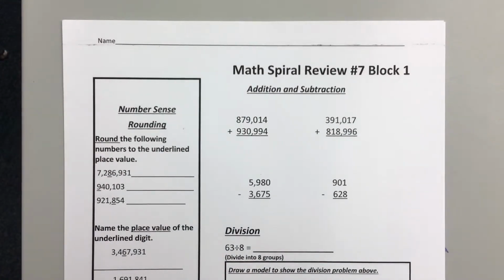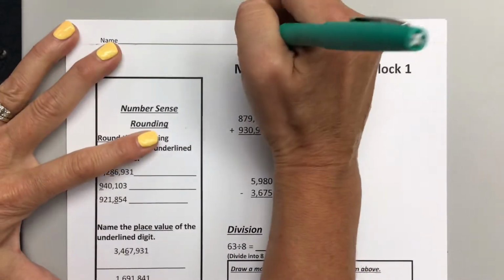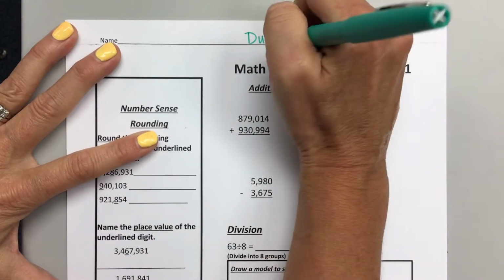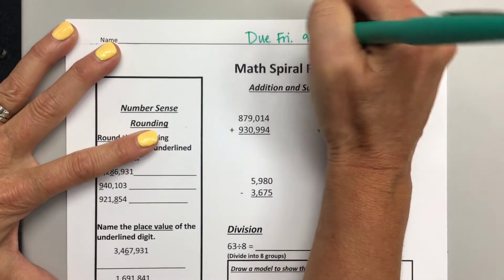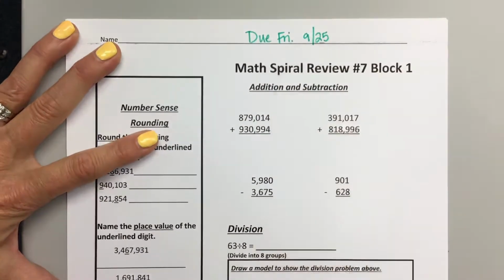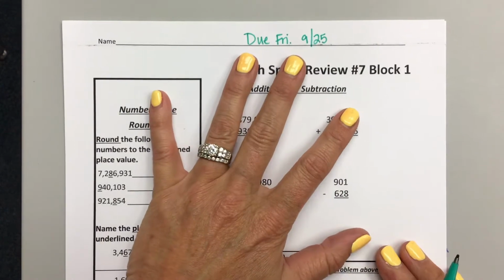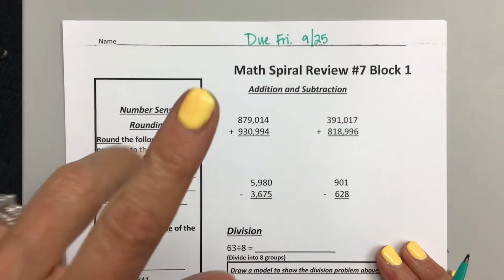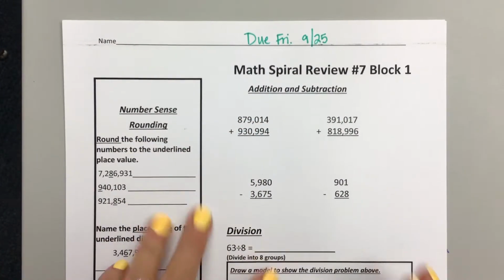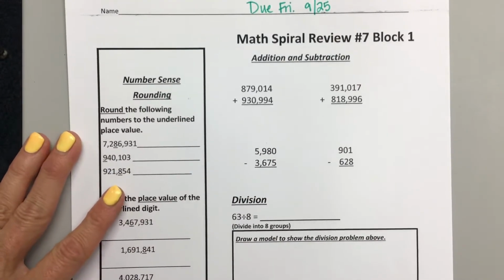First of all, this is going to be due Friday. Write this at the top, due Friday, September 25th. That's this coming Friday. I encourage you to please turn it in on Tuesday, Wednesday, or Thursday for a pre-check and to ask for help if you need help.